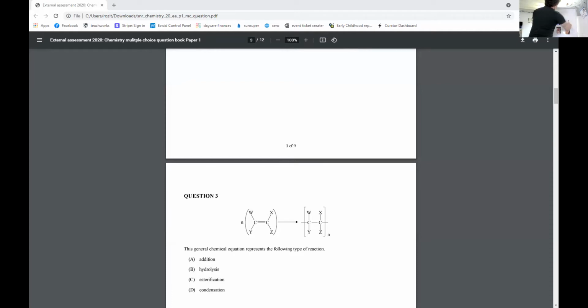What kind of reaction have we got for that multiple choice question? And give me an example of something we've looked at that uses that reaction. Put in the chat if you want to.